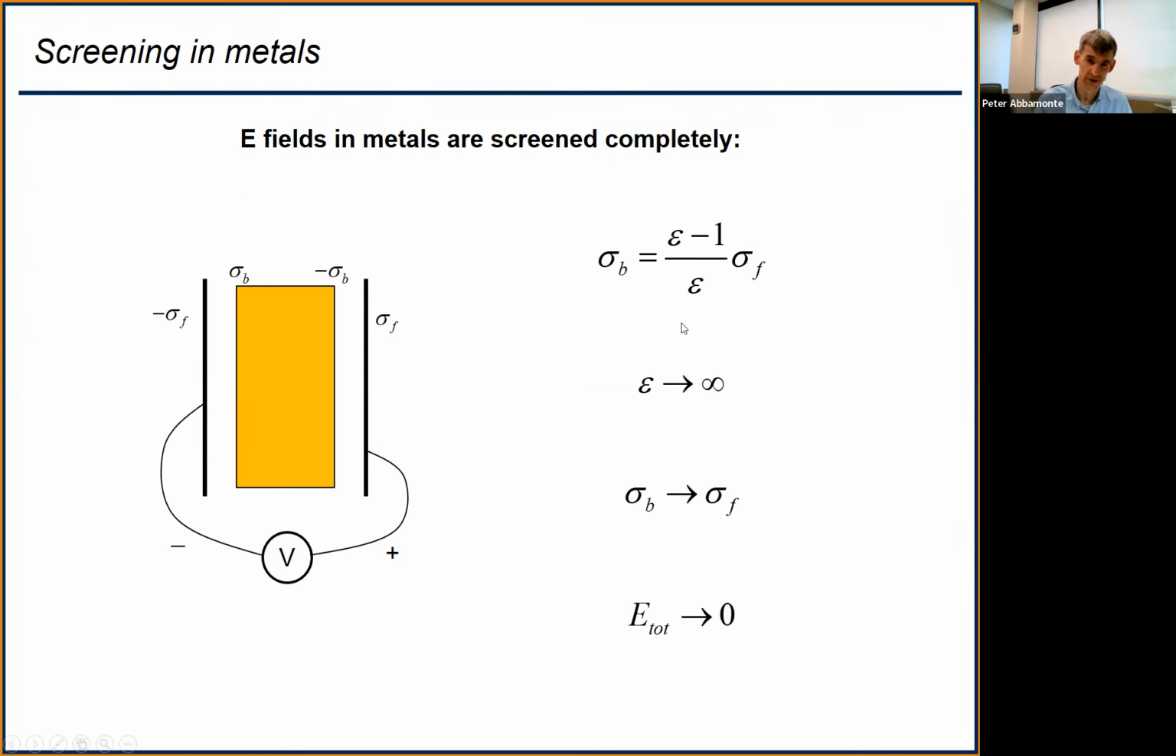And in the case of a dielectric, epsilon is just some number, so you just get some E field inside the material. If epsilon is infinity, which it is in a metal, then sigma_B is sigma_F and the E field inside is zero. So if an object is compressible, it implies that electric fields can't live inside it. It necessarily screens charge completely.